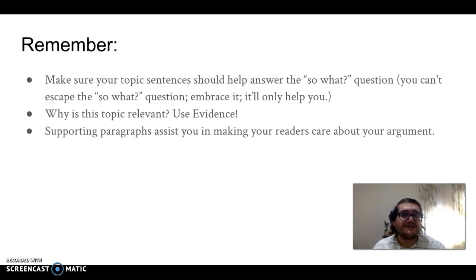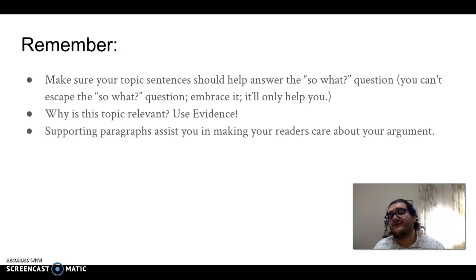Remember, make sure your topic sentences help answer the so what question. You can't escape the so what question. Embrace it. It'll only help you. Why is this topic relevant? Use evidence to support yourself. Supporting paragraphs assist you in making your readers care about your argument. And that's very much true.